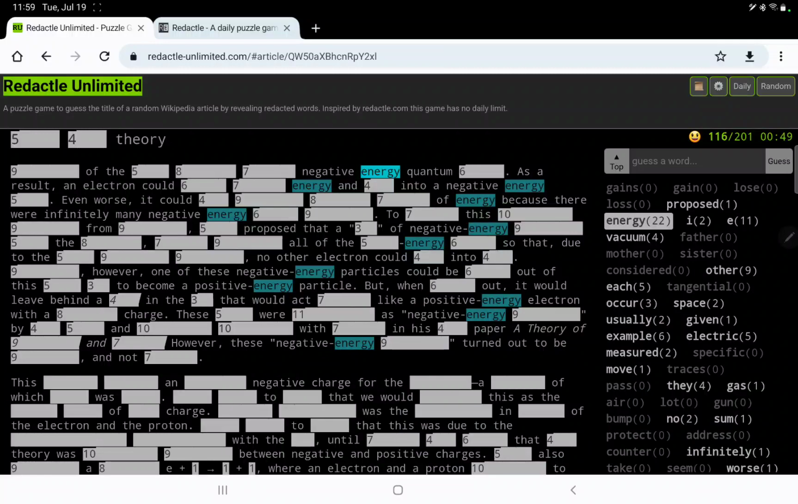What is the verb with 6 letters? One of these negative energy particles could be something out of this, and then, but when 6 out, it would leave behind a something in the 3 that would act.